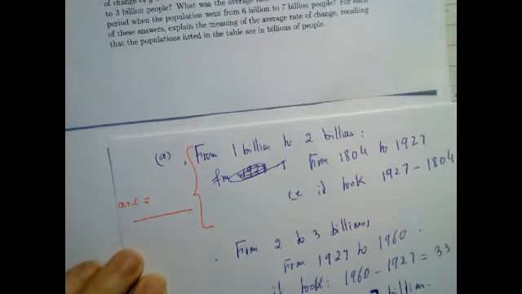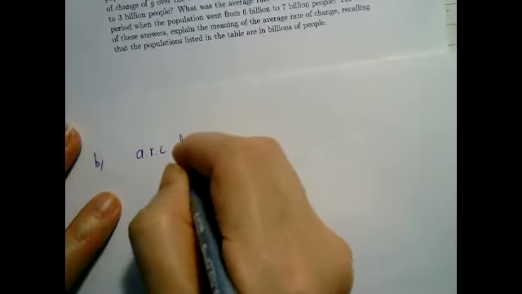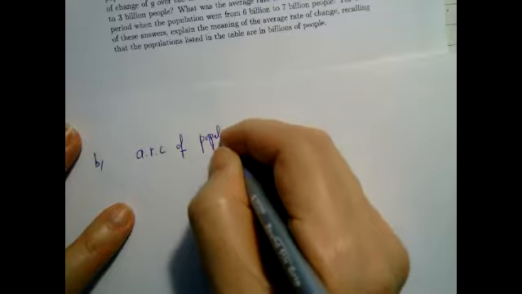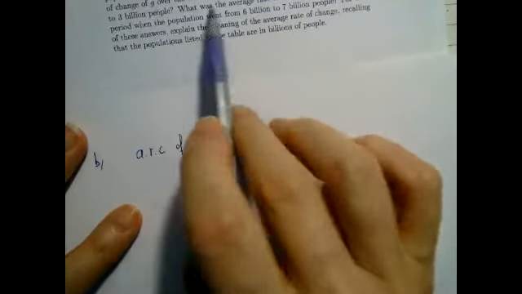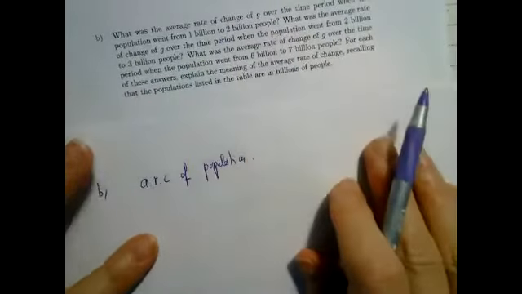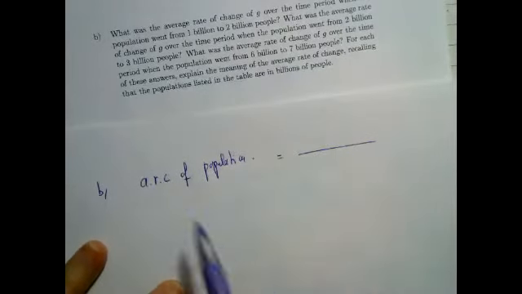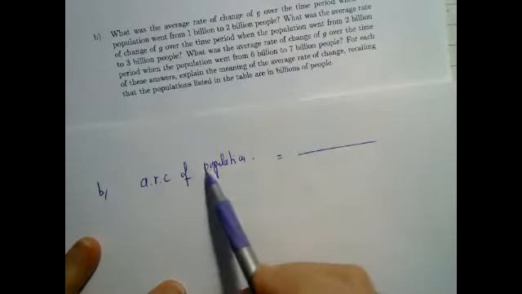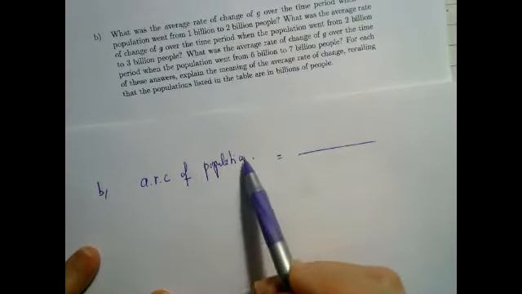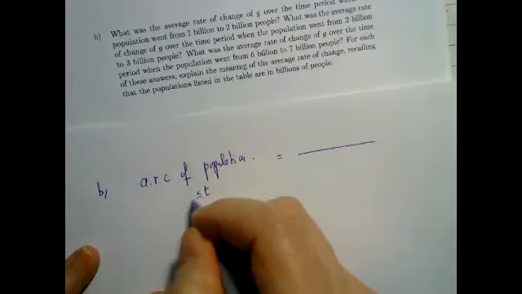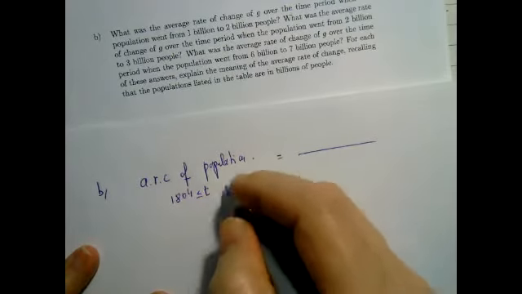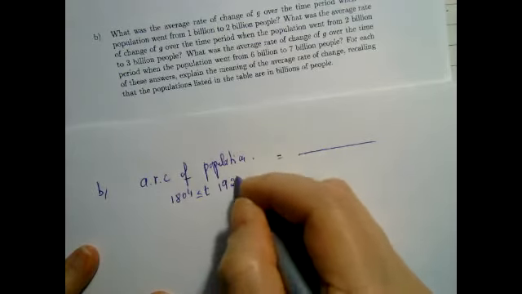So let us do that on a clean sheet of paper. So the question is, B, find the average rate of change of the population when it went from 1 billion all the way to 2 billion. Okay, what do they mean? When did the population go from 1 billion to 2 billion? It means you have to find the average rate of change of the population between the year 1804 and the year 1927.